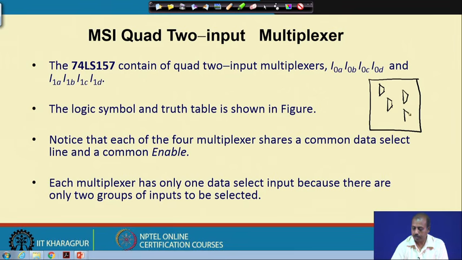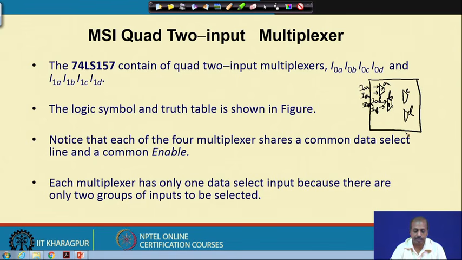There are 4 such multiplexers, and they have inputs I0A, I0B, I0C and I0D as the 0 inputs, and I1A, I1B and so on. In the first multiplexer, multiplexer number 0, it has I0A and I1A as input. The second multiplexer, multiplexer 1, has I0B and I1B. So there are 4 multiplexers: A, B, C and D.